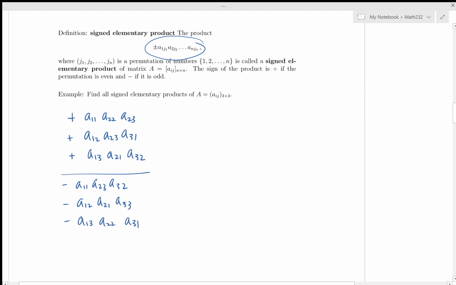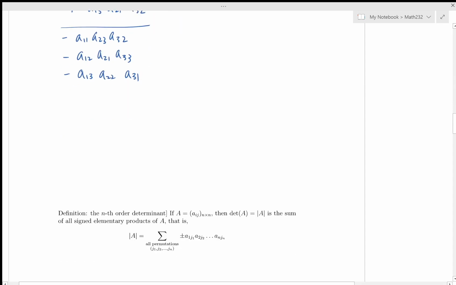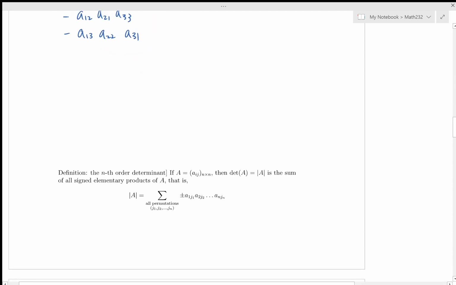Those ones associated with the odd permutations. So those are all of the signed elementary products of our matrix. And now that we've got that in place, the sum of all our signed elementary products is what we define to be the determinant.